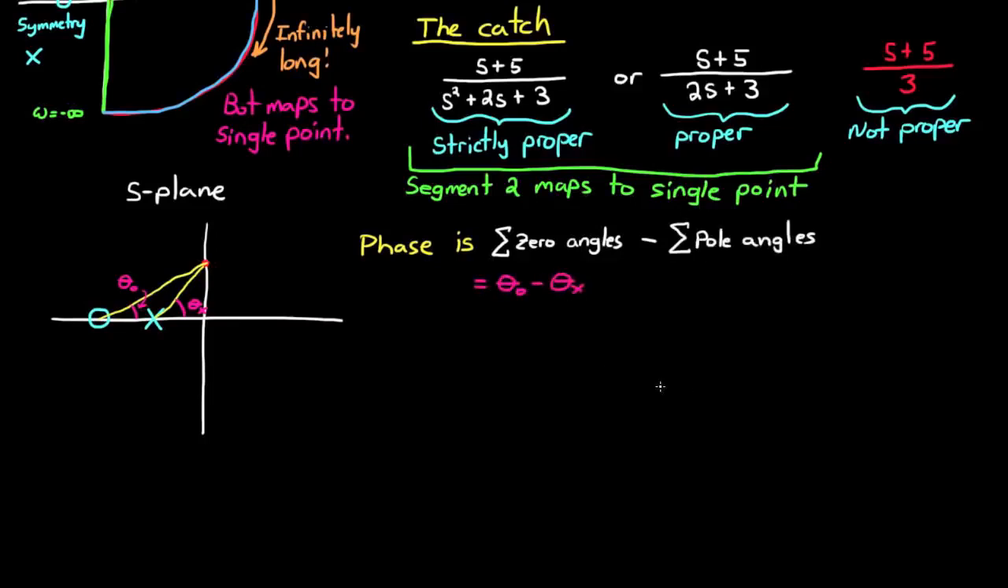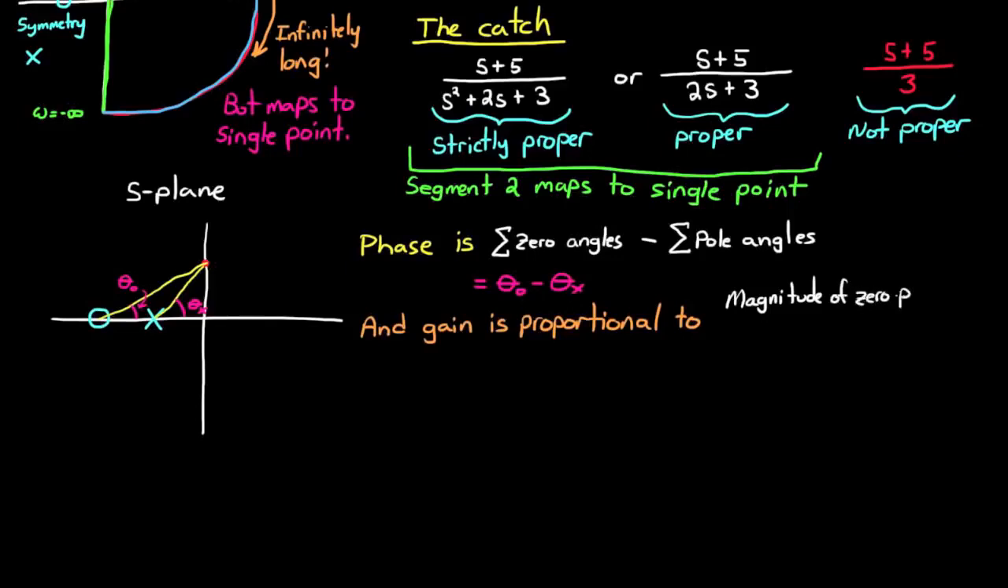And then for the gain, I didn't cover that really very well in the first video because it's a bit misleading graphically. But for our following example, it's acceptable to say that the gain is proportional to the magnitude of the zero phasors divided by the magnitude of the pole phasors. So we're going to use that definition going forward.